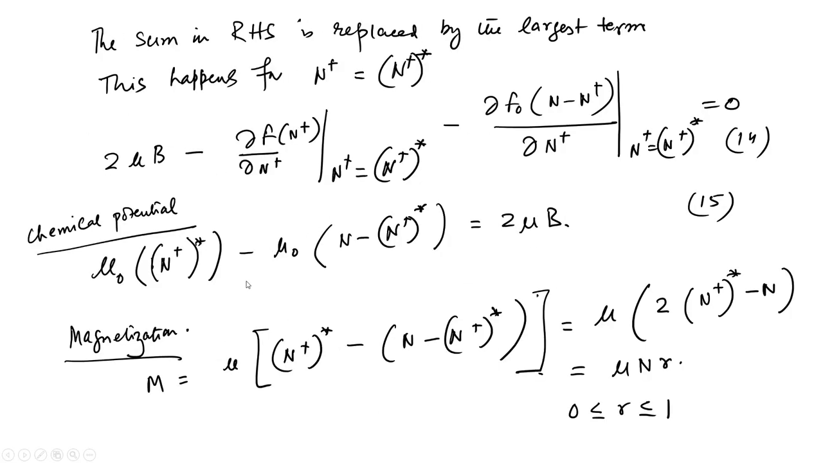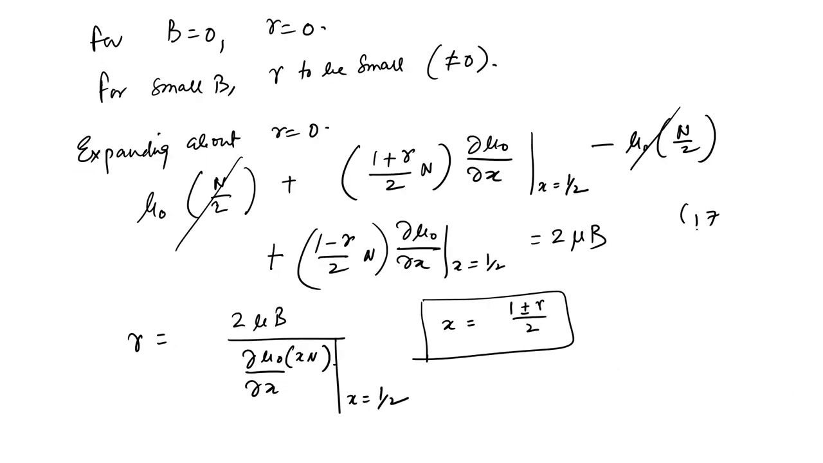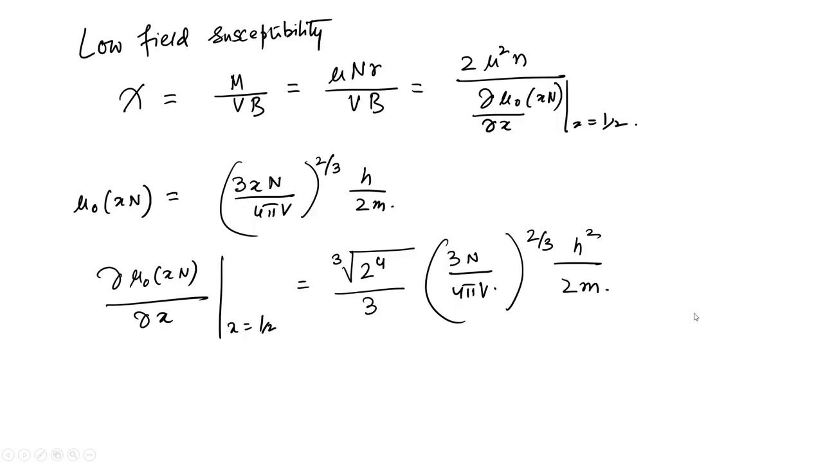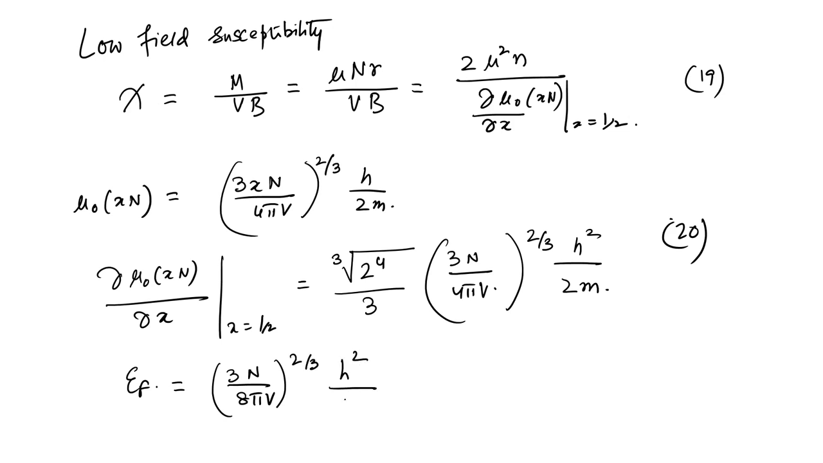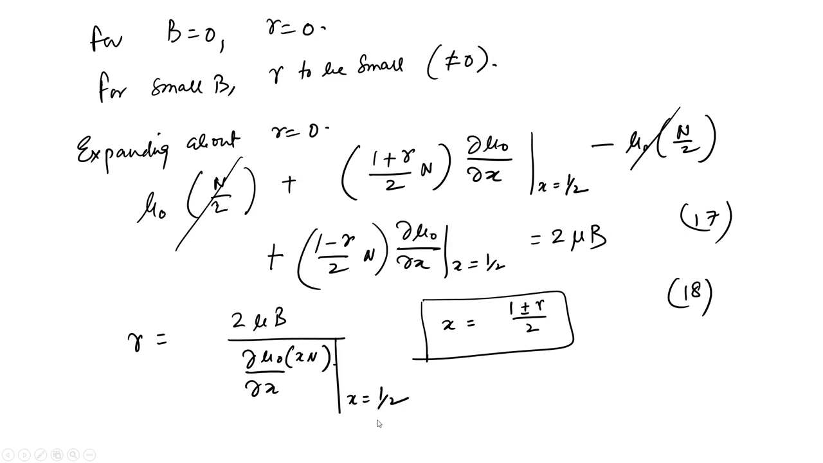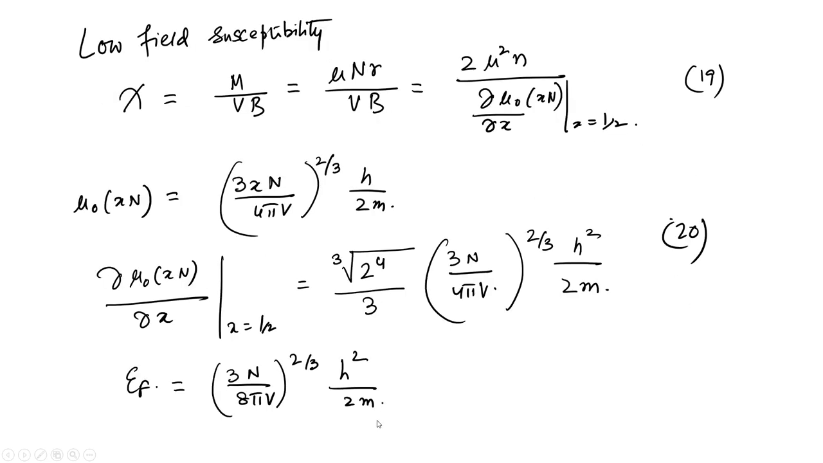We have not been numbering equations. So this is say 16, and then let's call this as 17 and maybe 18, and now we have 19 and 20. So we'll put back 20 in 19, and of course your epsilon f, the Fermi energy for the spin half system, can be obtained as 3n by 8 pi v. We just have put a degeneracy of 2s plus 1, so this is h square by 2m. So now use these del mu xn del x and ef in this chi expression. And then one can get a final expression for this.